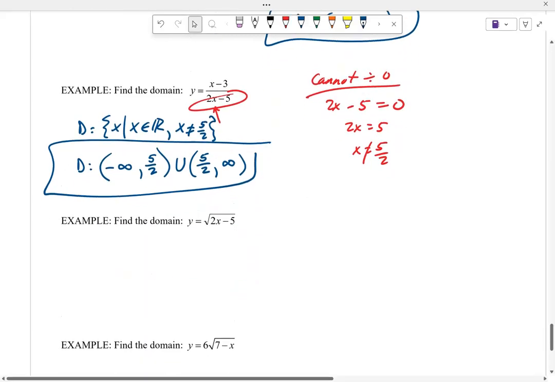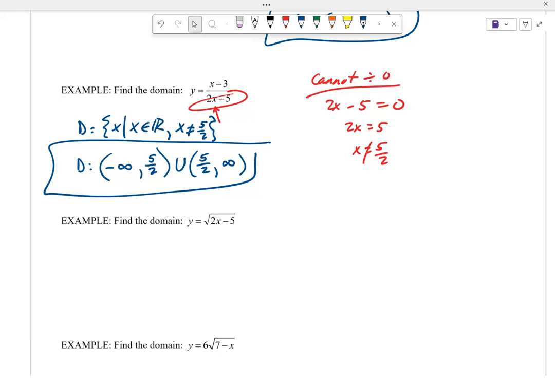The next one has a square root. Do I have restrictions on square roots? Can I take the square root of anything? Like, what's the square root of 0? Yeah, square root of 0, 0. Square root of 1, 1. Square root of 4, 2. Square root of 16, 4, and so on.